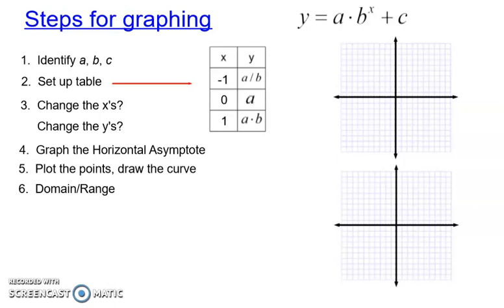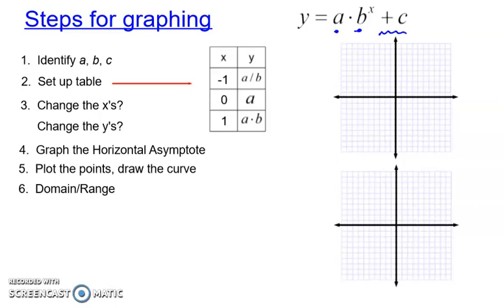So first thing, we're going to look at what a, b, and c are. a was that number out front. b is the number that's being raised to the power, and c may be a number out at the end that's either being added or subtracted. When we set up our table, we're going to start off and use -1, 0, and 1. This is considered to be your parent table. And what we're going to put in those spots underneath the y are going to be whatever a divided by b is, what a is, and what a multiplied by b is. And again, then we may adjust the table because this will be our parent.